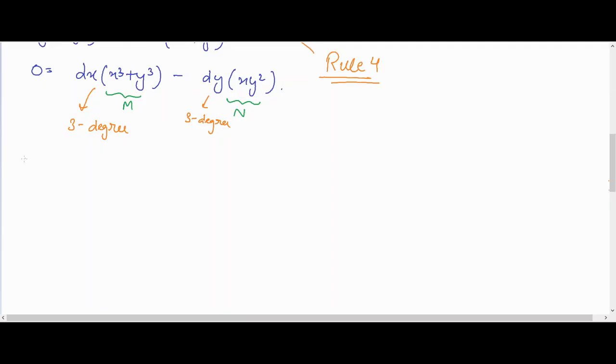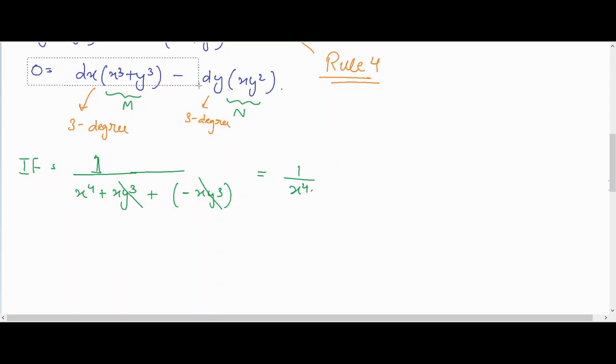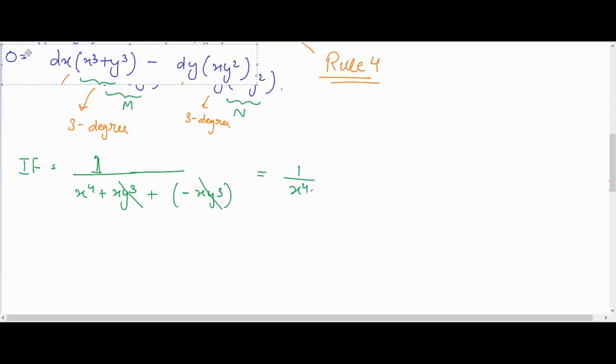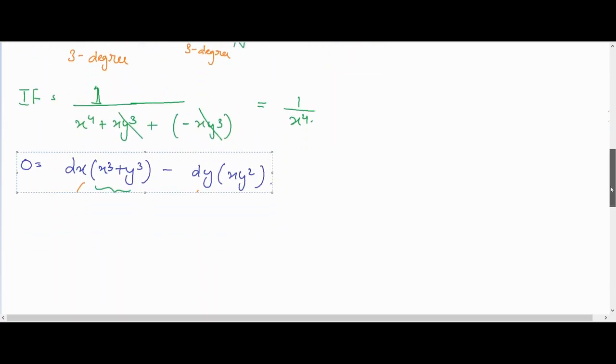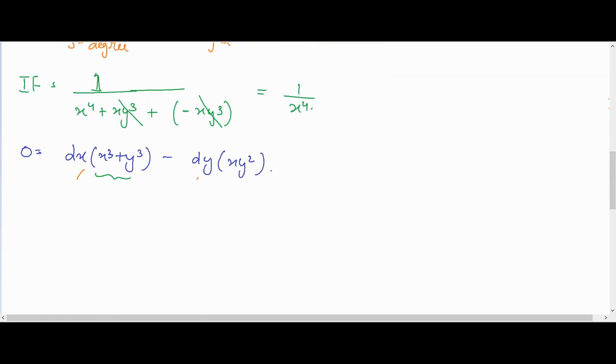Yeah, so let's first of all find the integrating factor. Integrating factor will be 1 divided by Mx plus Ny. So M times x will become x to the power 4 plus xy cube, right? Then plus y times N. So y times N will become, there is a minus sign here, so minus xy cube. So these things will cancel out, and the integrating factor is simply 1 by x to the power 4. Now we just need to multiply this to our original equation. So let's take our original equation and multiply this thing by 1 by x to the power 4.